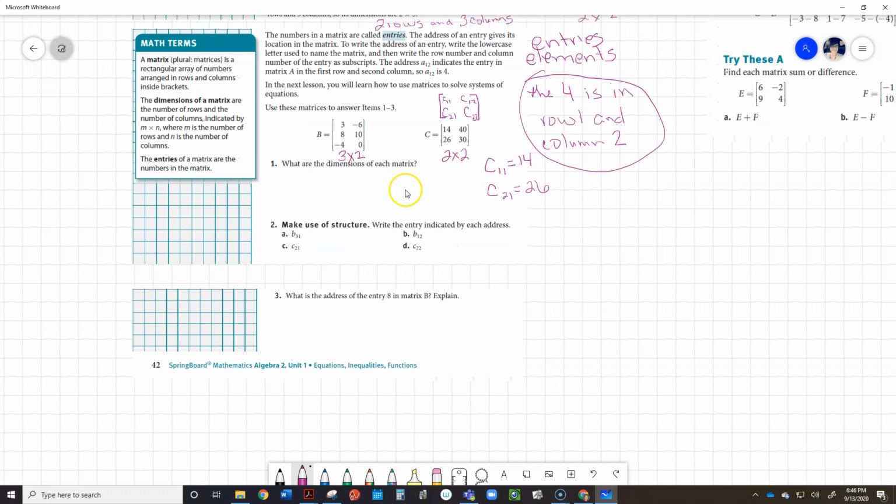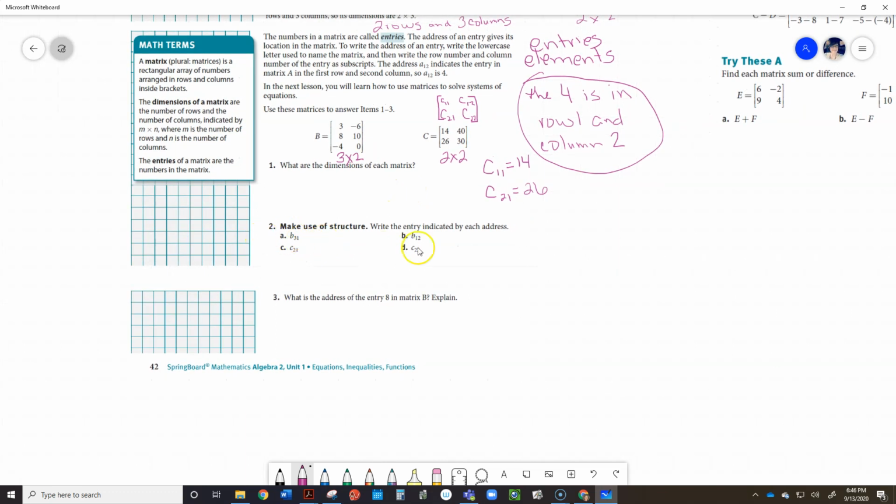And now they want us to look at these and tell them what entry is in the place of B31. And by the way, this is not the only notation that you will find. This is the one that Springboard chooses to use. Some textbooks will say b3,1. Some textbooks might even put parentheses around them. It's not a lot of difference, but it is enough that it could leave you confused if you're not aware that this is not a universal symbol. It's just the one that Springboard chooses to use.